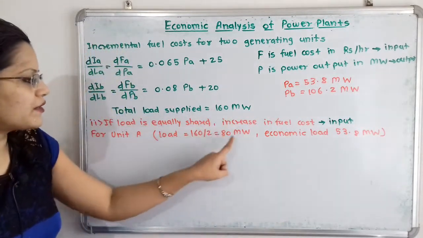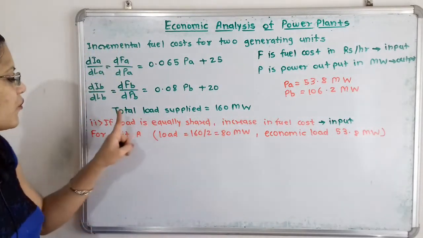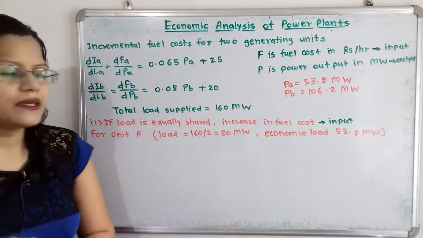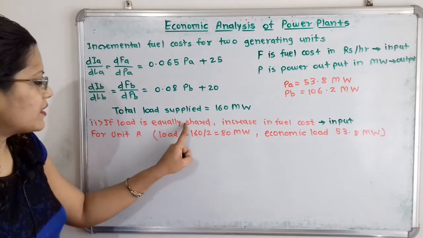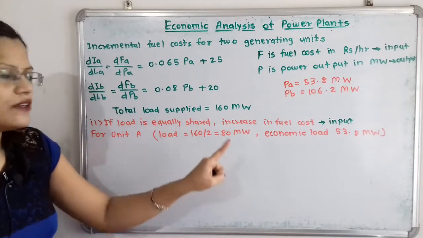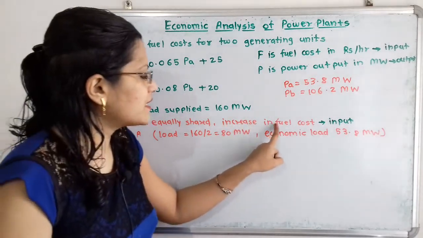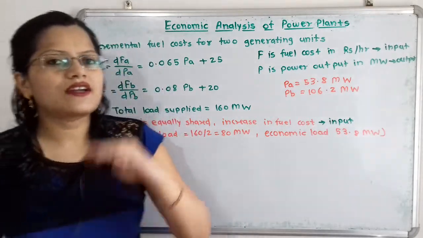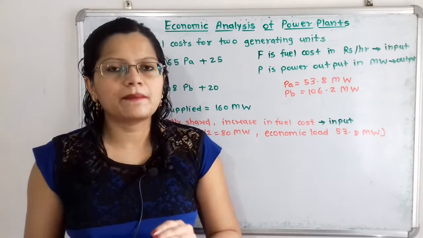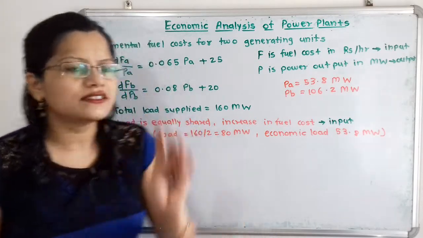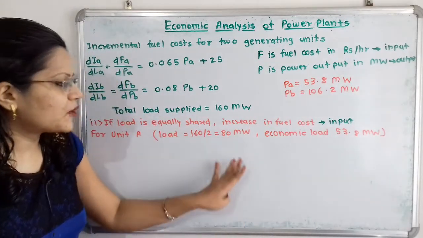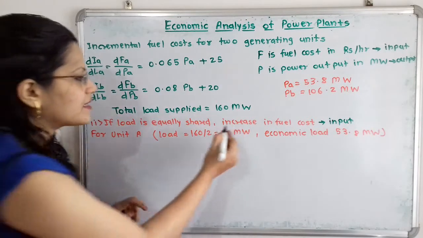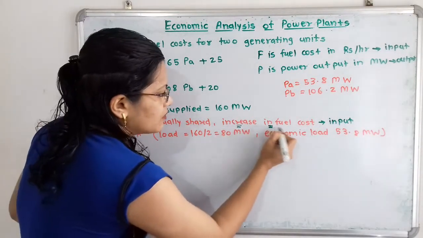So 160 by 2, 80 megawatt is given for unit A and the remaining 80 megawatt is for unit B. So the load is given as 80 megawatt and then we have to find out what is the increase in fuel cost. So we have to find out the difference. Remember, we should not start from 0 to 80 megawatt loading, but here the increase in fuel cost, this word is important.